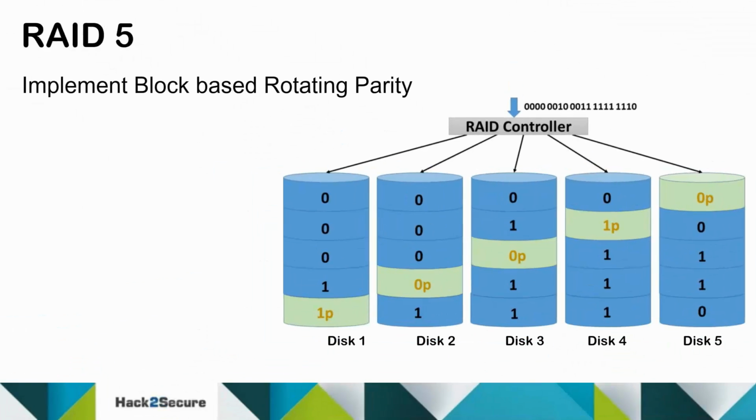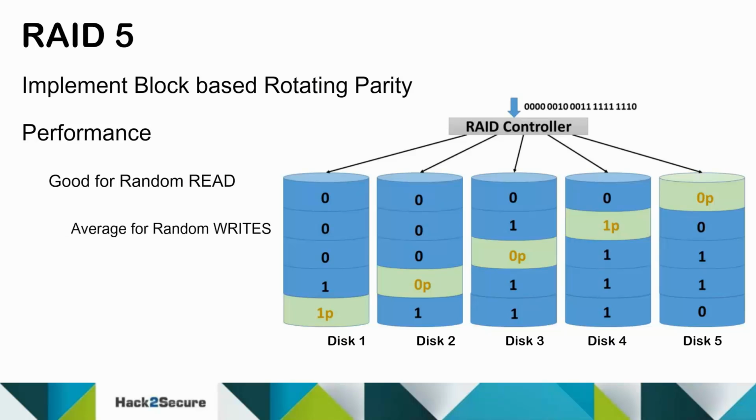RAID 5 implementation is just like that of RAID 4, with the only difference in terms of parity storage. RAID 5 implements block-based rotating parity or distributed parity. Here, parity is distributed across all disks to overcome the write overhead of a dedicated parity disk. In a 5-disk RAID 5 implementation, parity is rotated to each disk in a strip starting from the end. So, first parity will be stored in a block of disk 5, then for the next strip, parity is stored in a block of disk 4, then on disk 3, disk 2, and so on.